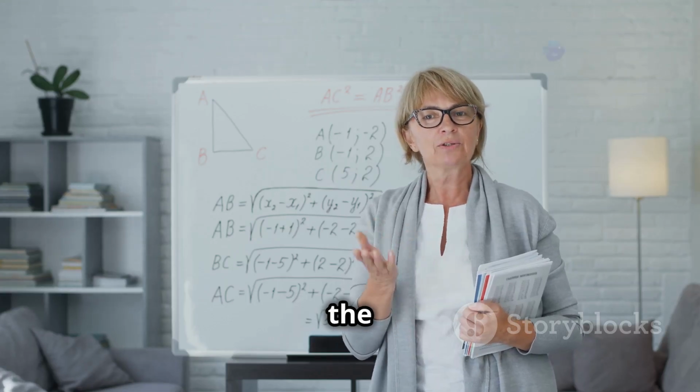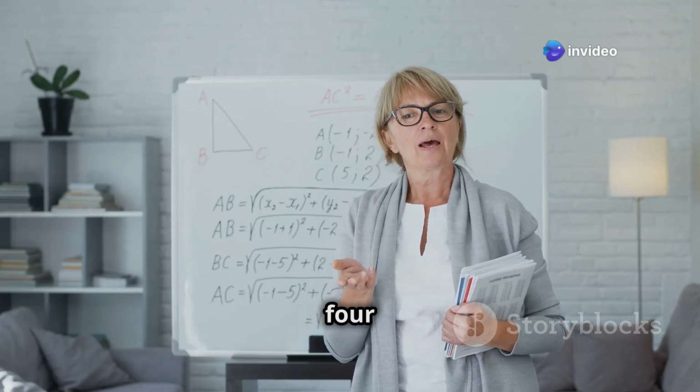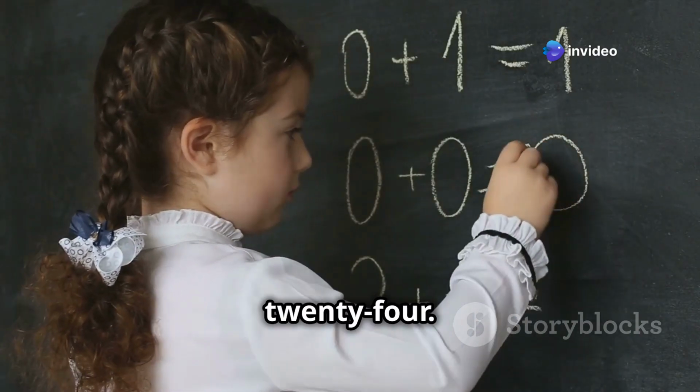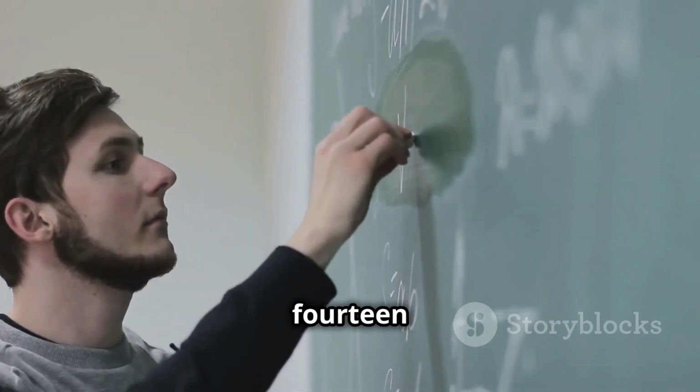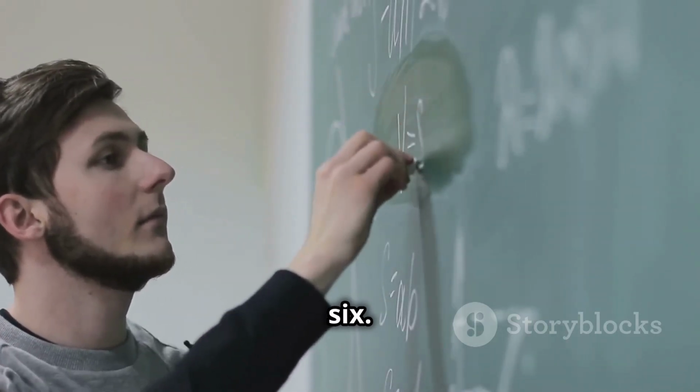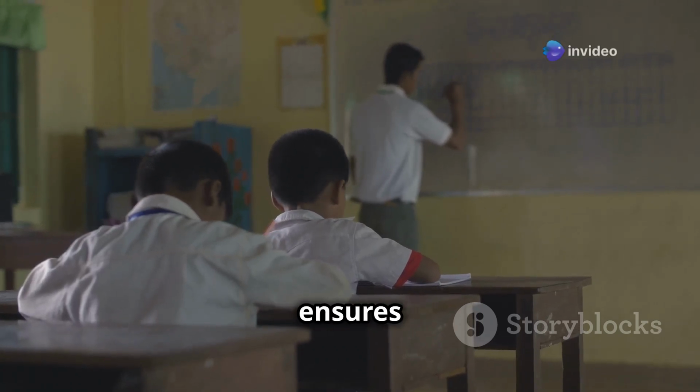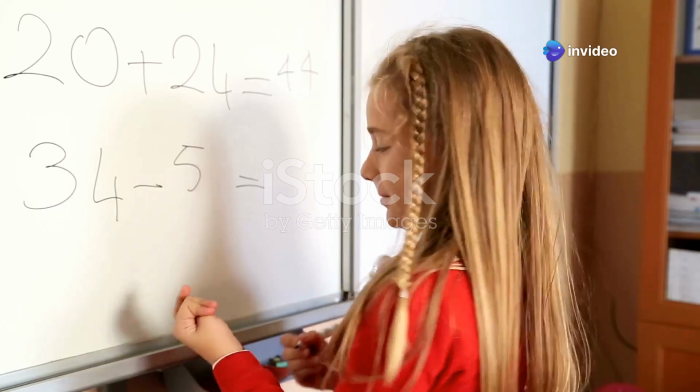Following BODMAS, we tackle the division first. 24 divided by 4 equals 6. Next is the multiplication. 6 times 4 equals 24. Now our problem becomes 14 plus 24 minus 6. The correct answer is D, 32. Following the order of operations ensures we arrive at the correct answer.